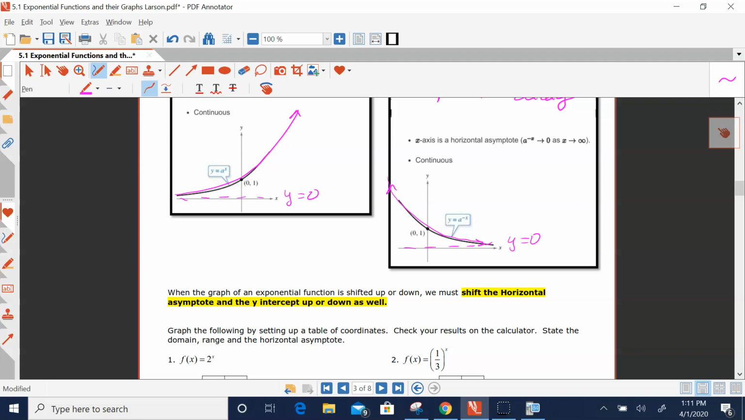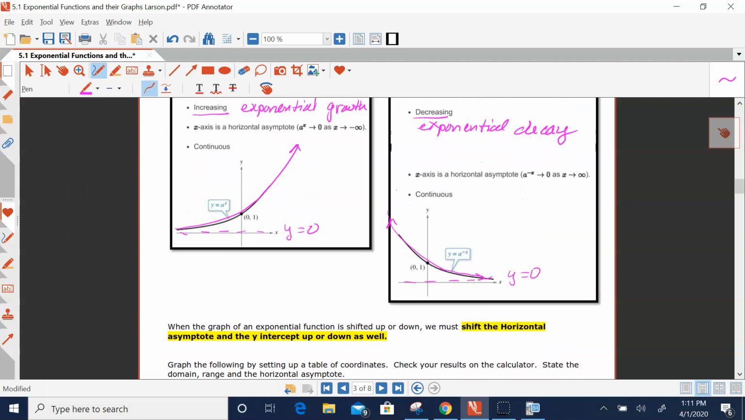Now, if I take that basic shape and shift it up or down, I've got to shift the horizontal asymptote and the y-intercept up or down as well. So if I peeled off, let's say on the left, this exponential growth graph and this dotted line and shifted it up or down, the horizontal asymptote is going to go up or down, as well as the y-intercept. So we'll have to shift both of those items when we shift up or down. If I shift left or right, notice the horizontal asymptote is going to stay at 0. So the horizontal asymptote doesn't change.